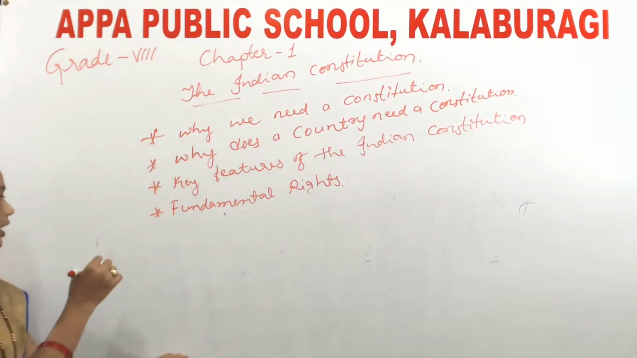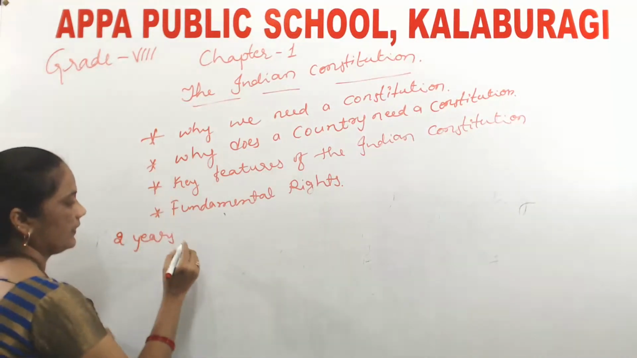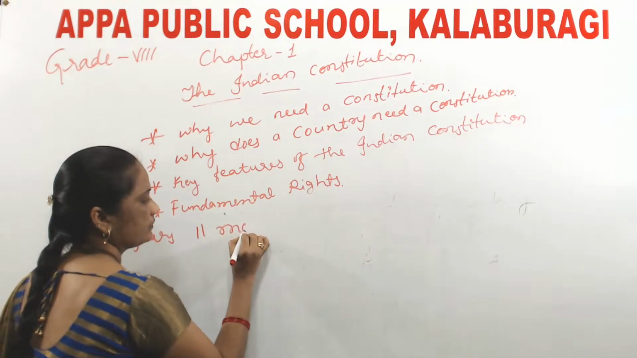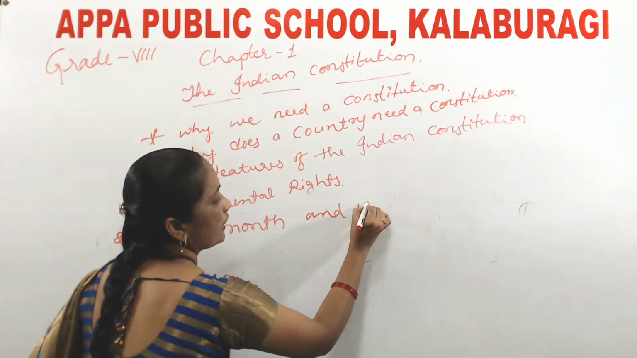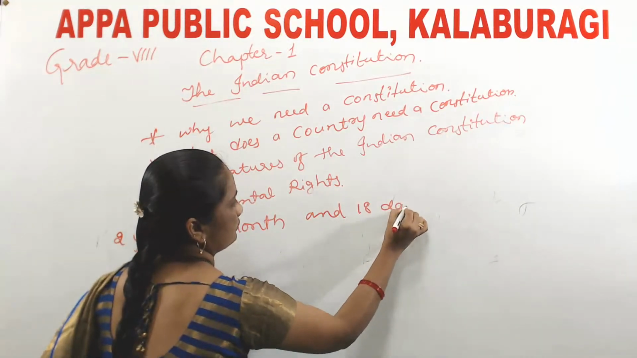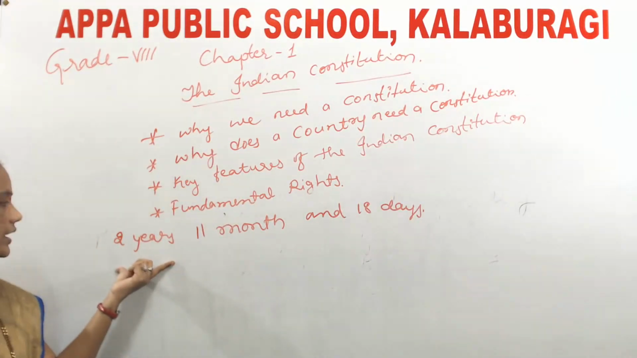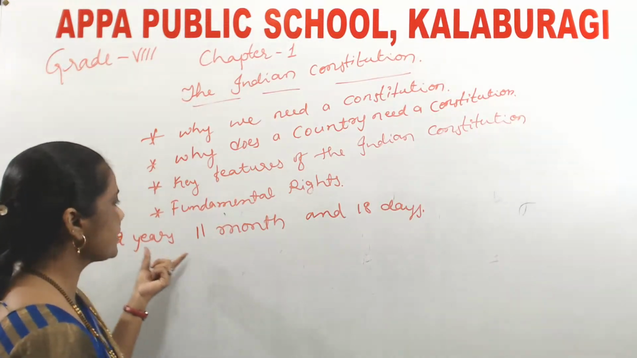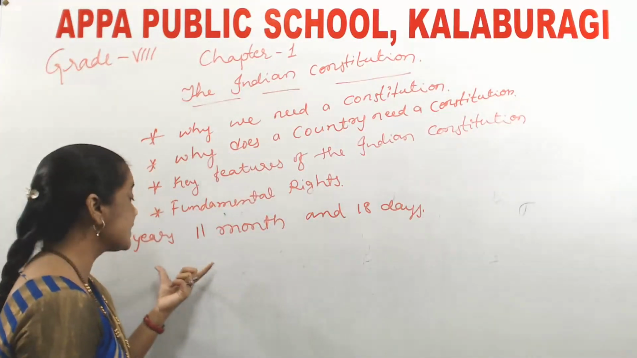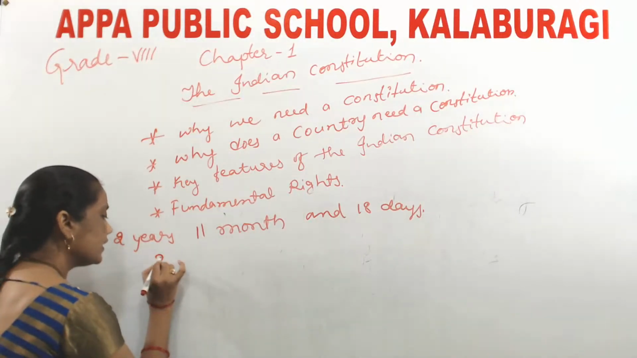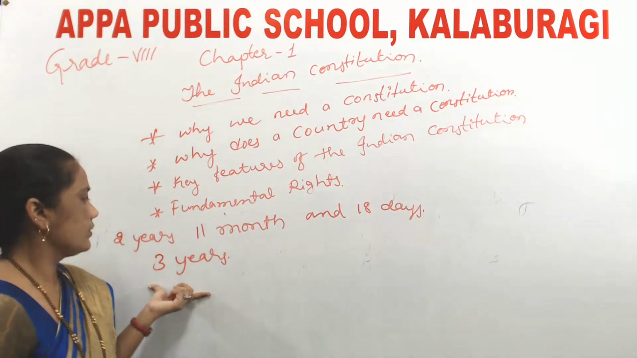The Constitution took 2 years, 11 months and 18 days to write. How many years? The Constitution took 2 years, 11 months and 18 days to write, so now we consider it as 3 years.